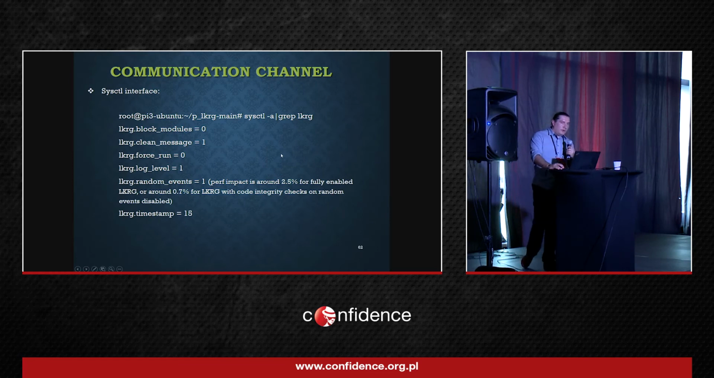0 is the lowest level of detail, 4 is a lot of detail, and there are also 2 debug levels, 5 and 6, which generate an enormous amount of detail if you want, but it's not recommended. And also these random events of the system which force validation of the system can be disabled by controlling this random event sysctl interface. And the last one is the timestamp, which controls how often the kernel timer generates an interrupt for the validation routine. By default, it's 15 seconds.